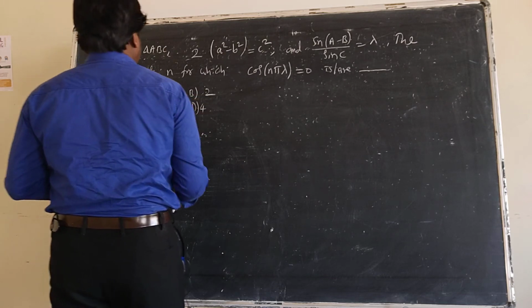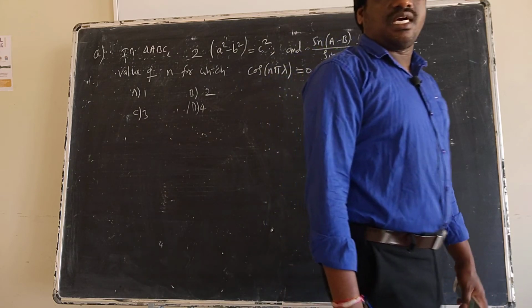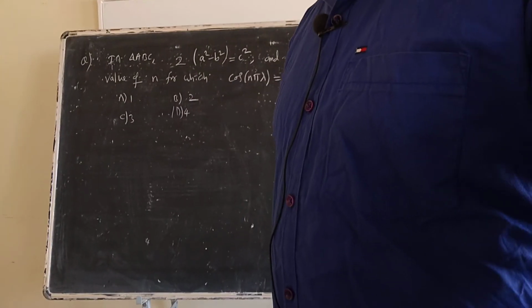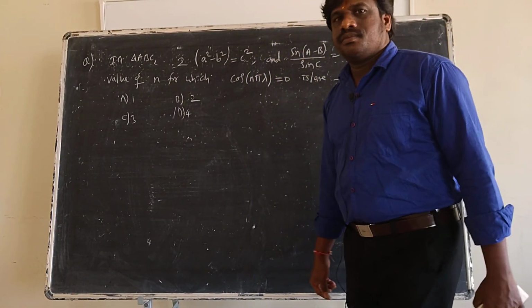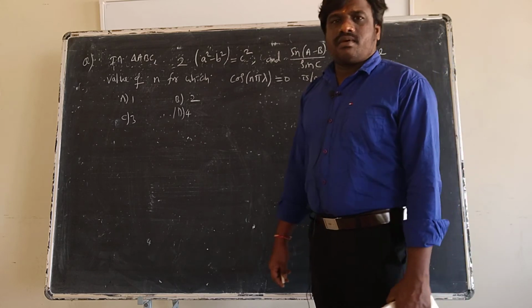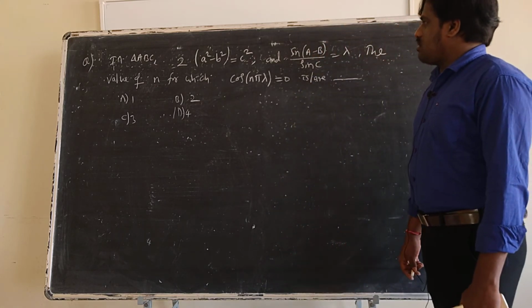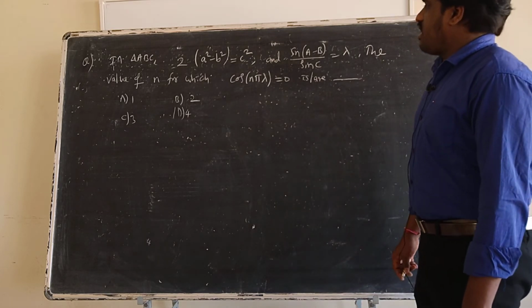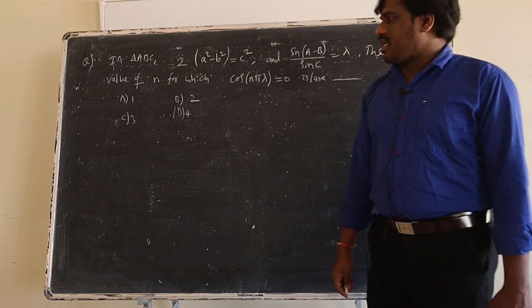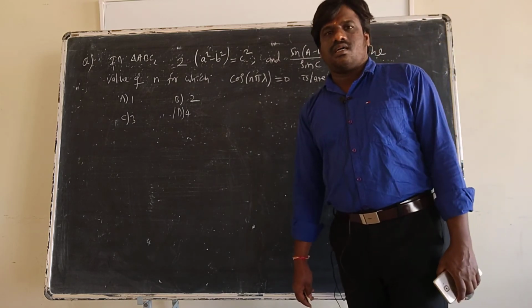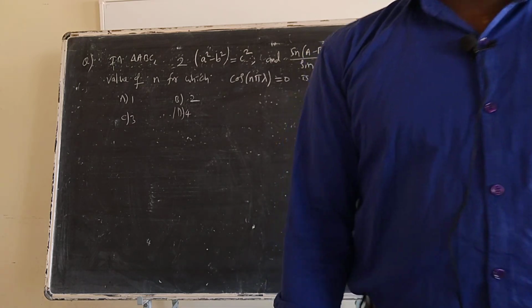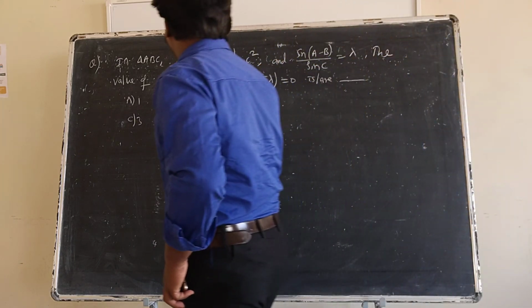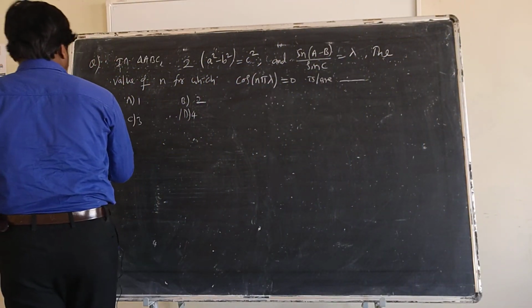Okay, advanced question this is. So let's see here. The question says that in a triangle ABC, 2 times of a square minus b square is equal to c square, and sine of (a minus b) upon sine c is equal to lambda. The value of n for which cos of n pi lambda is equal to 0 is R dash. So we have to find this value. So let us start the question answer.